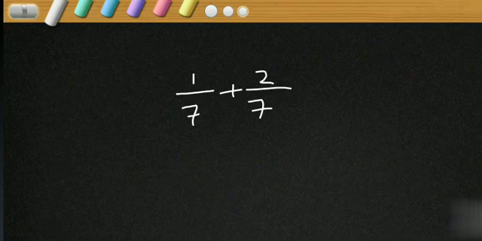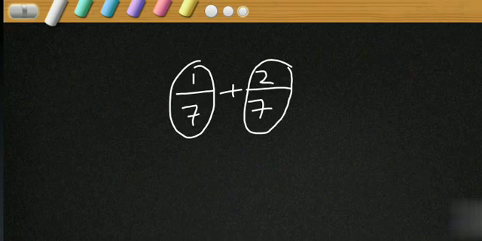Yes, here we have two fractions with us. First fraction is 1 by 7 and the second fraction is 2 by 7. Are they like fractions? Yes, why? Yeah, both are having the denominator 7, isn't it? So they are like fractions. Then what is the rule for adding two like fractions? How can these fractions be added together? What do we have to do?